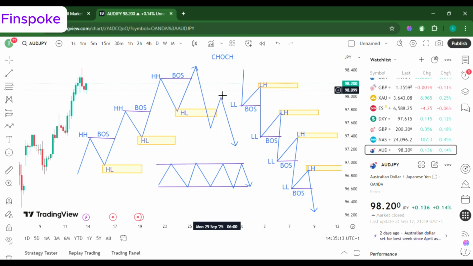CHoCH. You might want to watch this video over and over again for you to be able to understand this and make good use of the knowledge by applying it. Like I said, I'm going to use two methods to show you this inside this chart now. First is the simplest one, which is using an indicator to identify it.